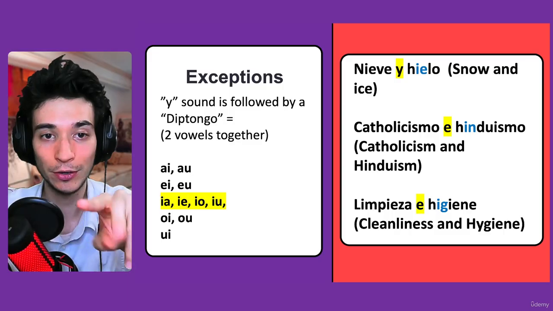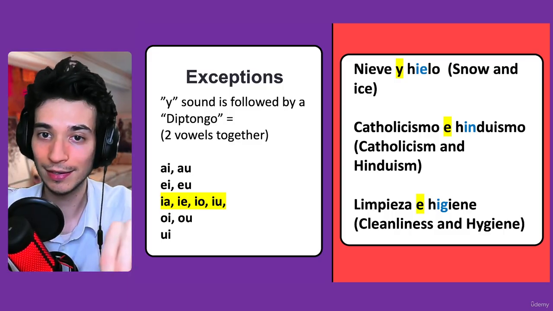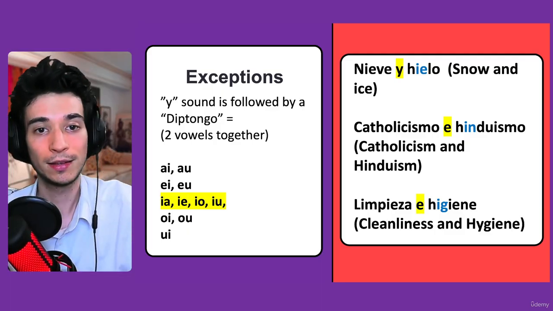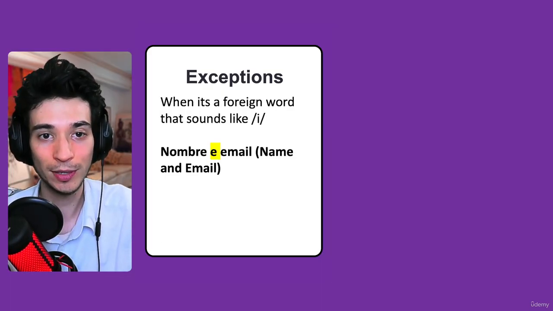So nieve y hielo, double vowel. Hinduismo, IN, no double vowel, so it changes. So that's one exception.